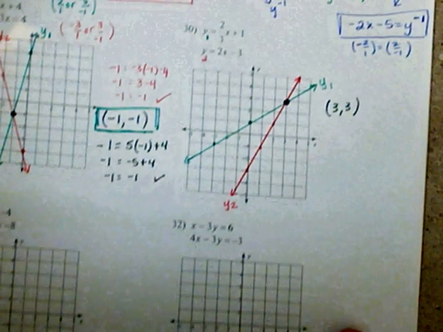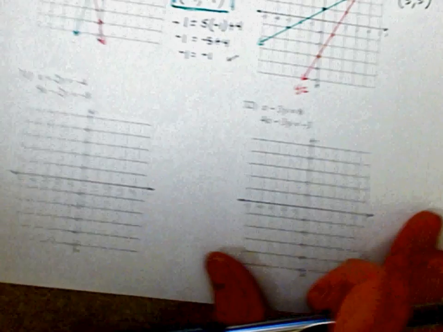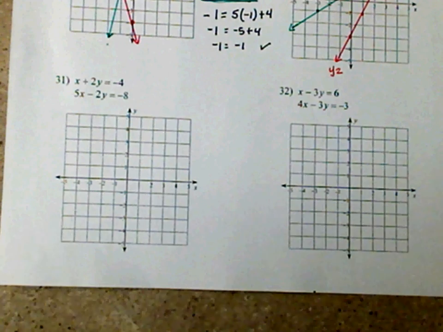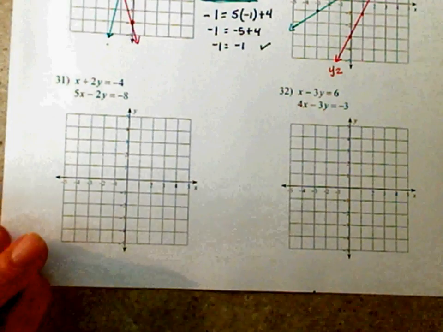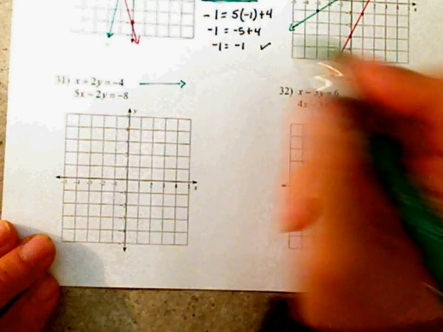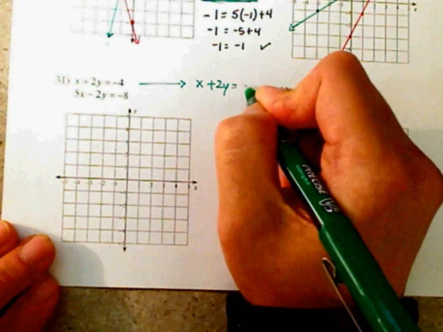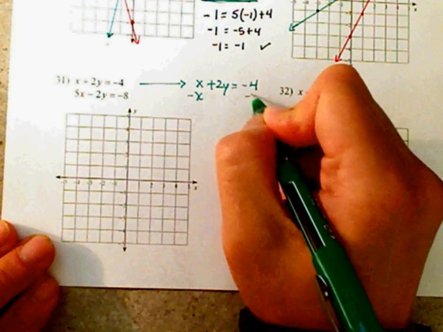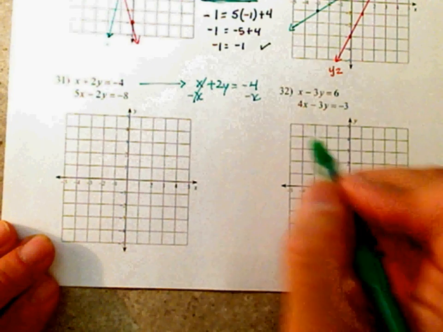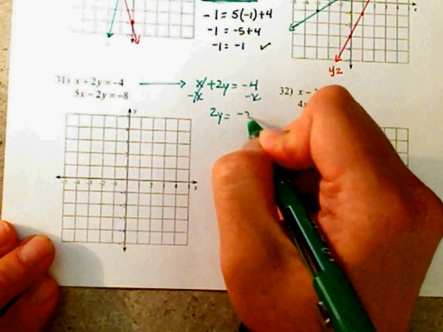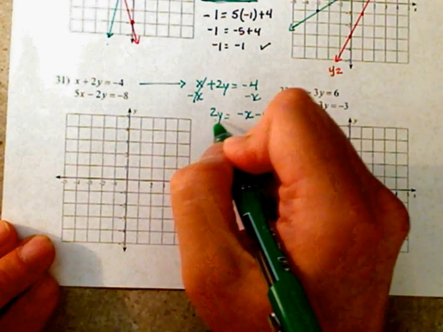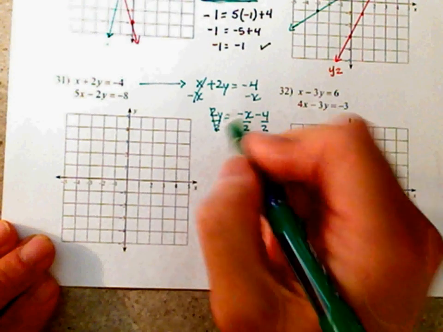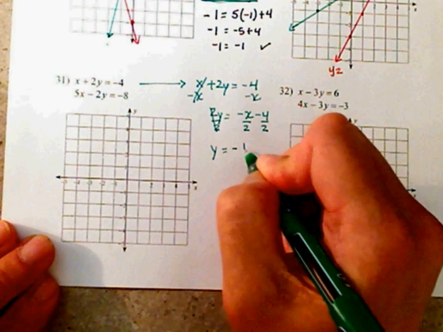Number 31. Okay? Now, on number 31, it is not in slope-intercept form, so you might want to rewrite it. So I'm going to rewrite this one right here. x plus 2y is equal to negative 4. Rewrite in slope-intercept form. Subtract x, subtract x. That cancels. So you have 2y is equal to negative x minus 4. Divide by 2, divide by 2. Every one of those terms divide by 2. That cancels, so y is equal to negative 1 over 2x minus 2.